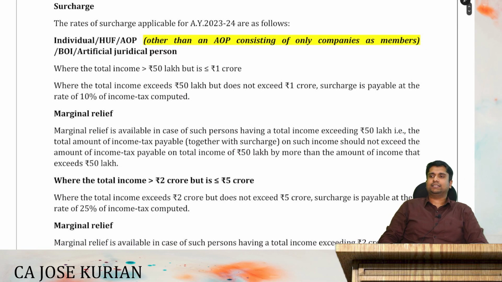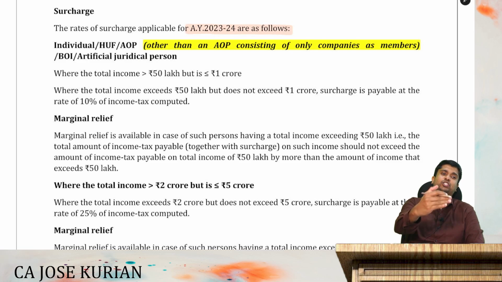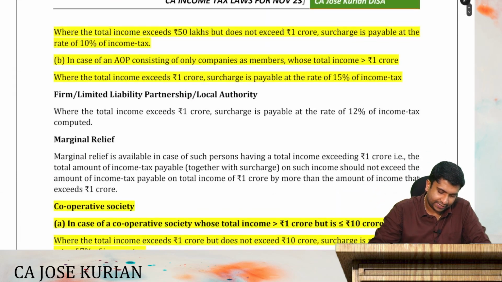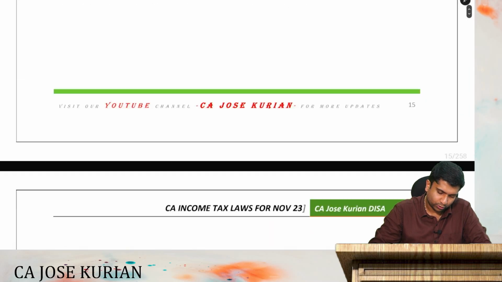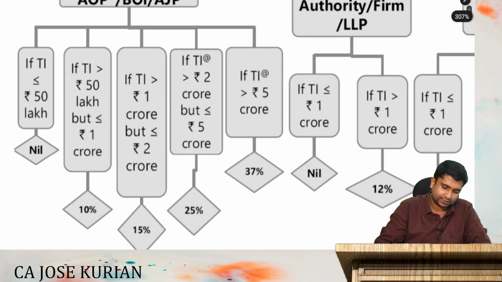All right, listen. So these are the surcharge rates for assessment year 23-24. That means for previous year 22-23, these are the surcharge rates. So let's compute the surcharge rate in detail, friends. Listen. So I'll go to a flowchart method. So we'll take the first flowchart and I will explain what exactly is the surcharge.